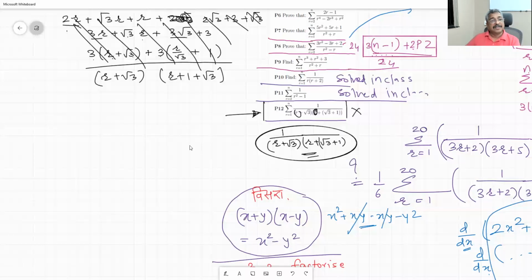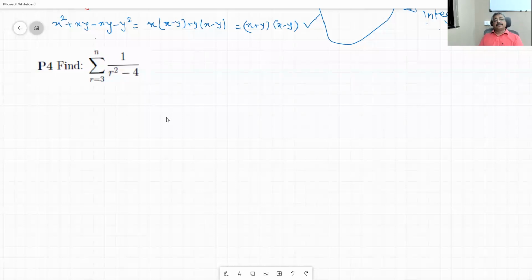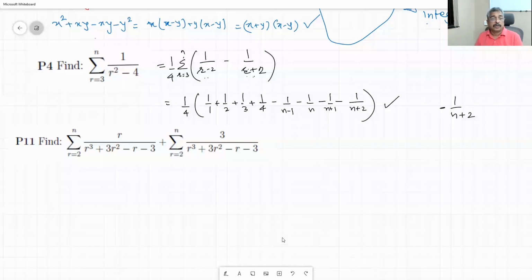Correct. Very good. Now, in 11th and 12th, after I teach students for 3 years or so, okay. Next problem is find sigma r goes from 3 to n 1 upon r square minus 4. Don't simplify the final answer, keep it as it is. Next, sigma r goes from 2 to n r upon this denominator plus sigma r goes from 2 to n 3 upon this denominator.